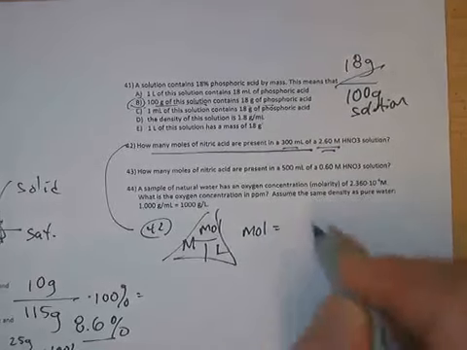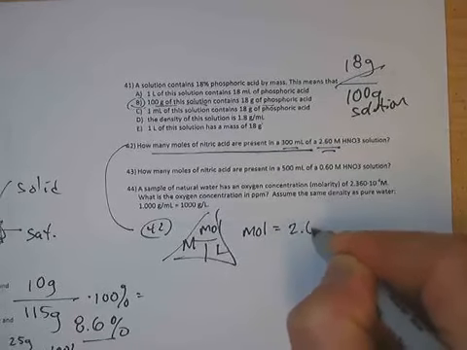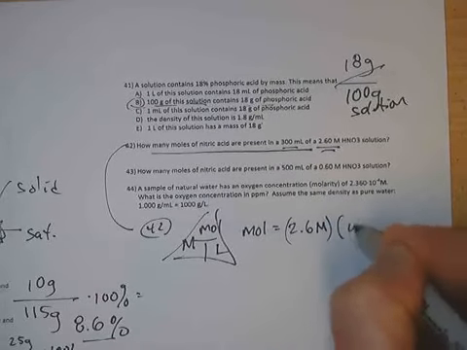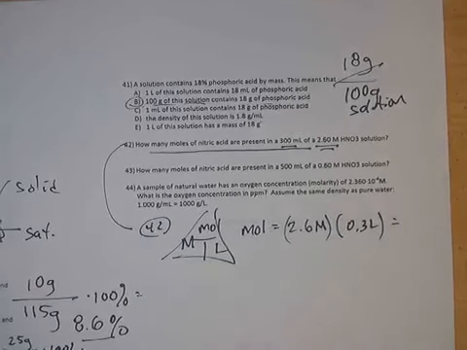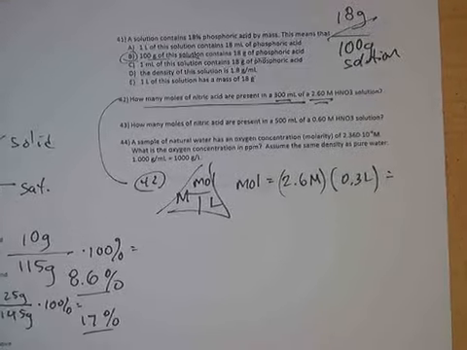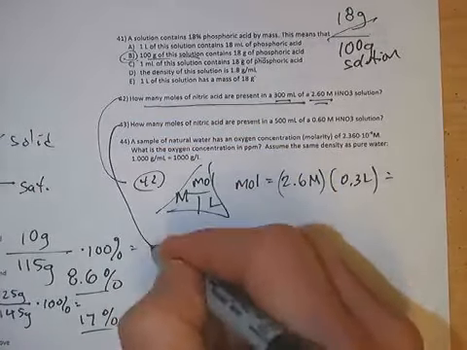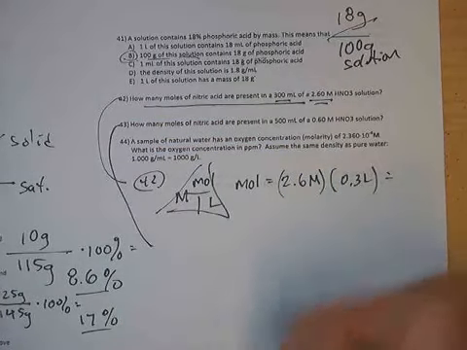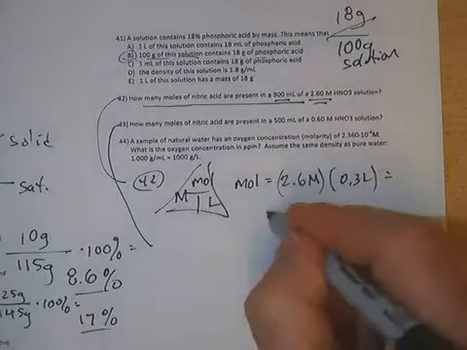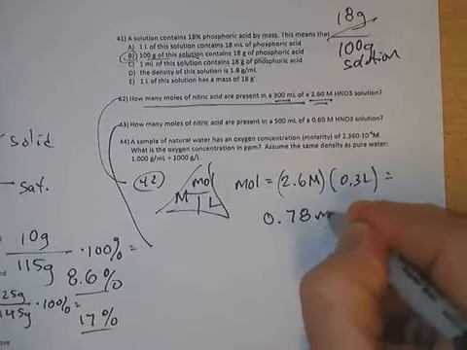41, a solution contains 18% phosphoric acid by mass. That means that there are 18 grams of phosphoric acid in the total of 100 grams of solution. And so 100 grams of this solution contains 18 grams of phosphoric acid, letter B.